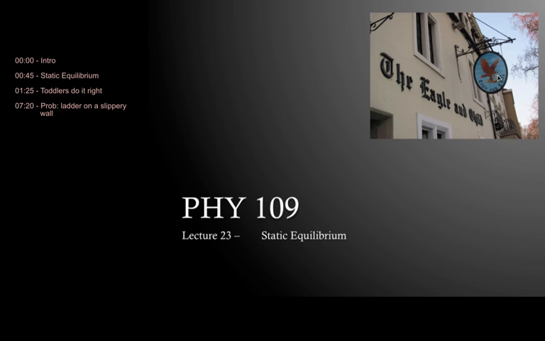So what can we say about this mathematically? How can we write down and be able to solve for things that we might want to know? That's what we're going to be looking at today. If something is in static equilibrium, what we mean is that the acceleration on this object is 0 and the angular acceleration on the object is 0.